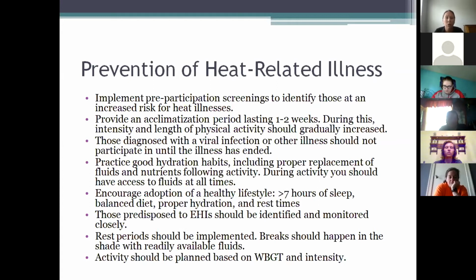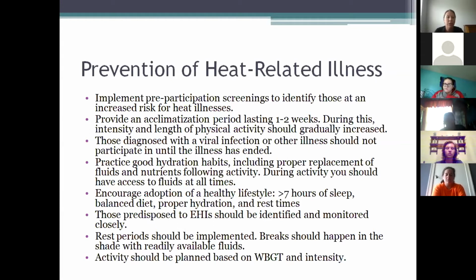Those diagnosed with a viral infection or other illness should not participate until the illness has ended, okay? Anybody that reports any kind of sickness or illness should be held from activity because they are going to be more susceptible to heat-related illness. And then you'll have two problems on your hands. Next, you want to always encourage practicing good hydration habits. This includes proper replacement of fluids and nutrients following activity. And during activity, you want to make sure that you provide access to fluids at all times.